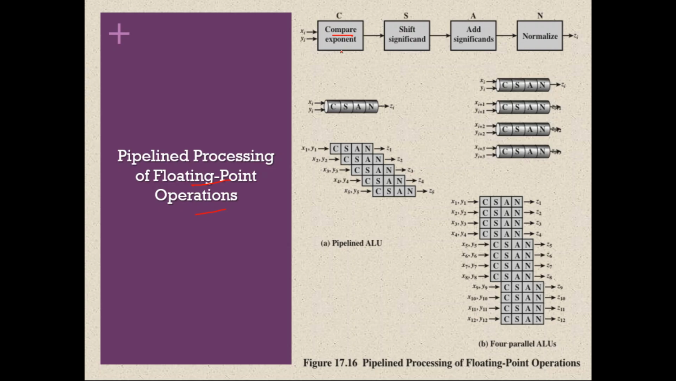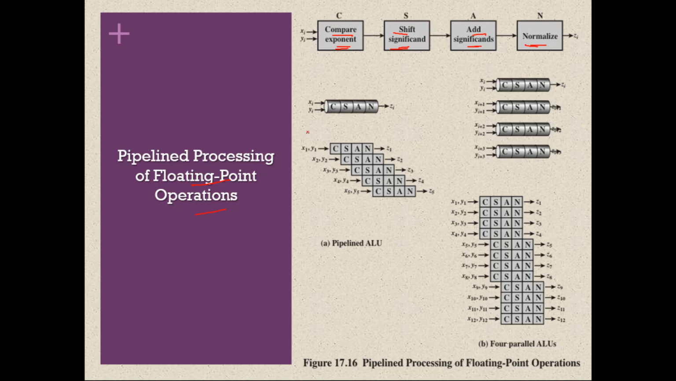What are they? Compare the exponent, shift the significand, add, and then normalize. This is with respect to floating point addition or subtraction. All these are required. We have to compare the exponent part. Then shift the significand, that is, the smaller number should be shifted so that the exponents match. Then add the significand part. Then normalize the result. So these are the 4 stages that should be crossed by a floating point operation.